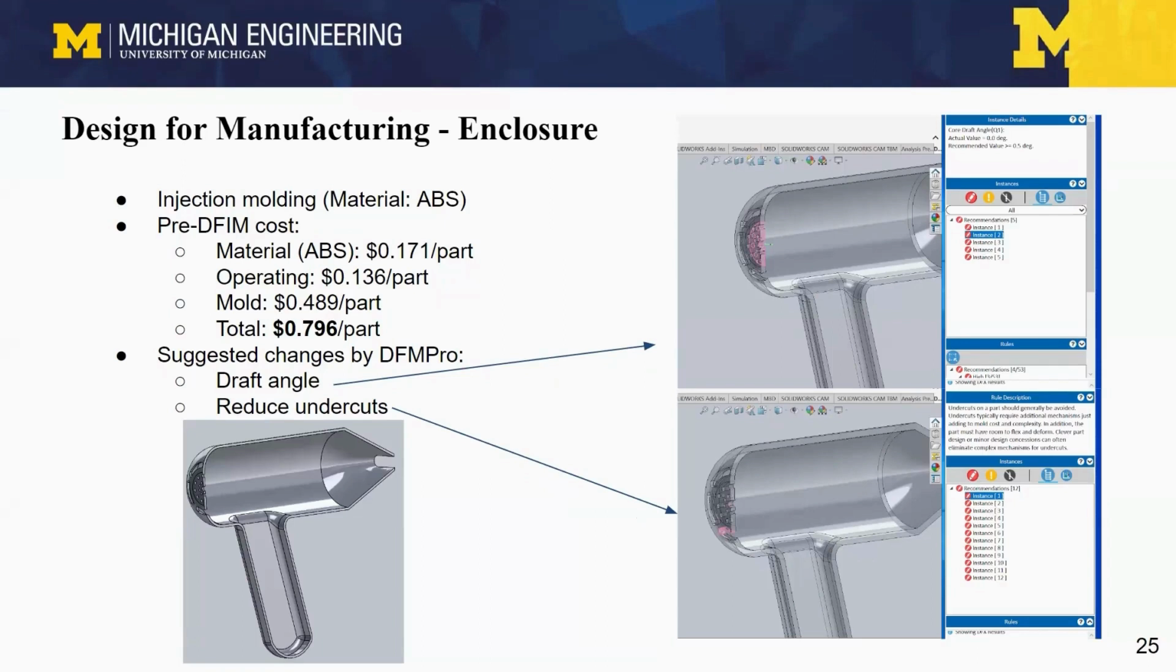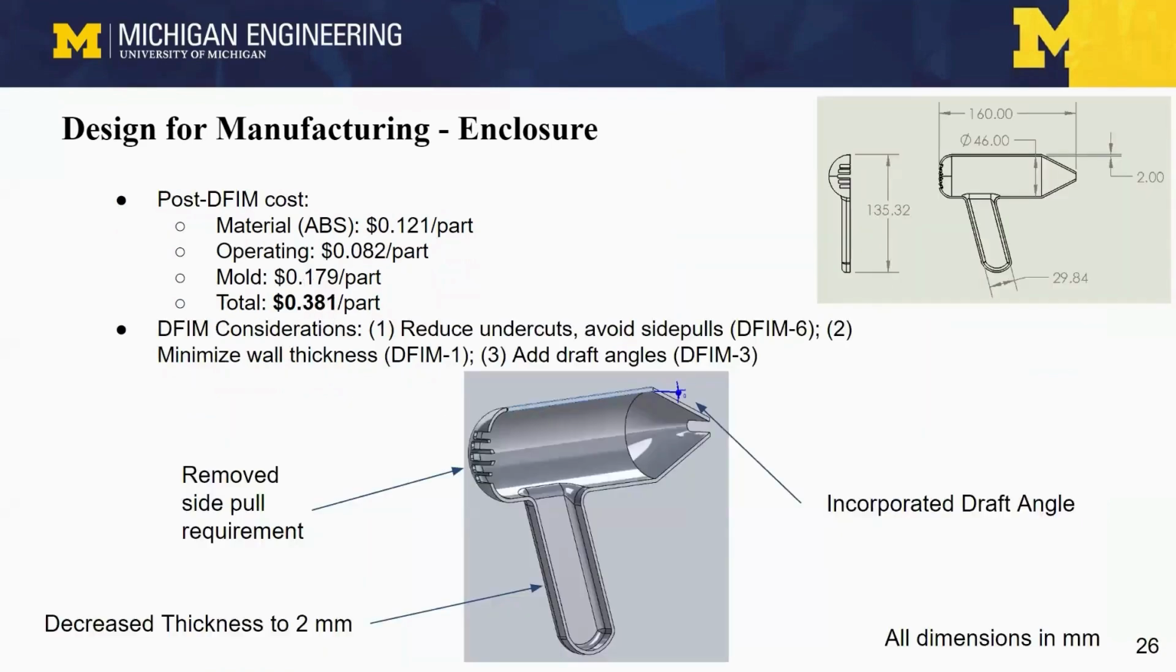We checked the part using DfM Pro and got two feedbacks, inclusion of draft angles and reduction of undercuts. Thus, we removed the side pull requirement by aligning the holes in the pull direction, incorporating draft angle, and reducing thickness from 3 to 2 millimeters. The design guidelines of avoid side pulls, minimize wall thickness, and add draft angles helped bring about these changes. This leads to a significant reduction in the operating and mold cost, while reducing the amount of material used. Product functionality stays intact and there is no significant change to assembly cost, since the interior portion hasn't changed.